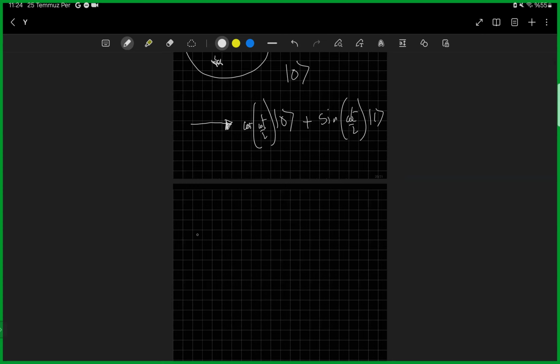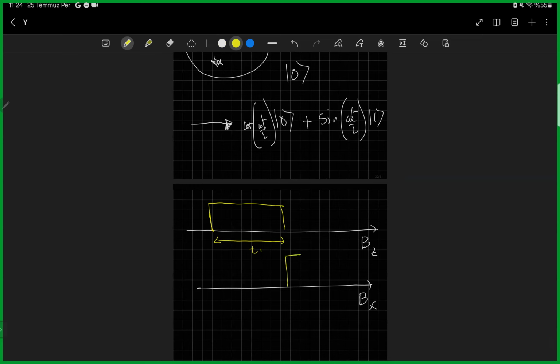So, this is my magnetic field along the z direction. This is my magnetic field along the x direction, for example. The magnetic field along the z direction can be switched on and off for some time, t1. The field along the x axis can be switched on and off for some time and some amplitude. So you get pulse sequences. You supply pulse sequences to your spins, and they show the rotations on the Bloch sphere.